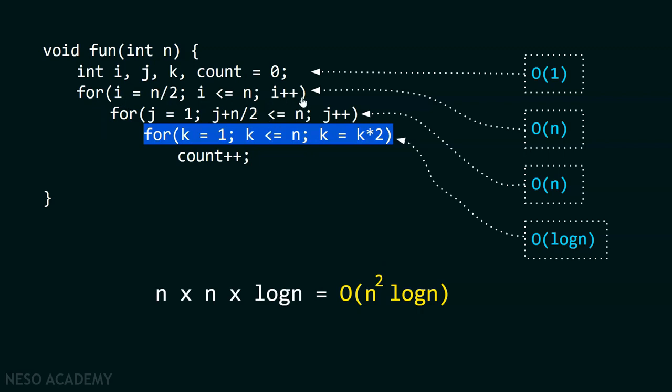This loop is running n times. I have taken the upper bound. This loop is also running n times. Again, I have taken the upper bound. Here in this case, this loop runs log n times. This is a nested for loop structure. So here in this case, we need to multiply these three time complexities. n into n into log n will give us n square log n, which is the final time complexity. This statement is executing n square log n times. So this is the time complexity of this particular code.